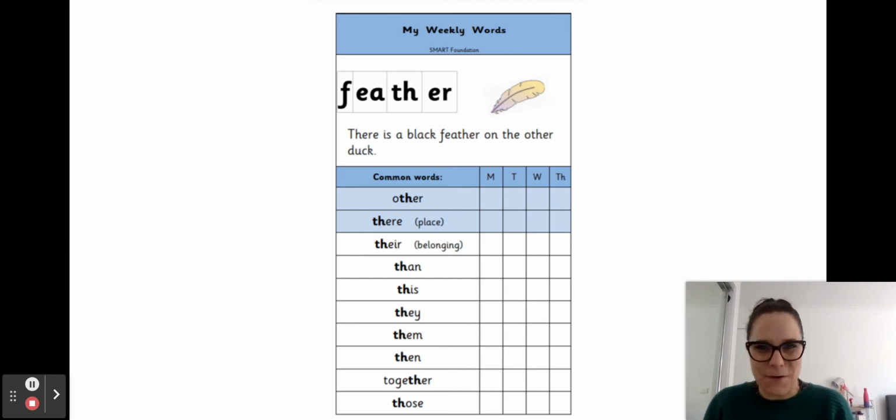The first common word is other. Say other. The word other can be put in a sentence like this. I might go to the other room to watch the TV.